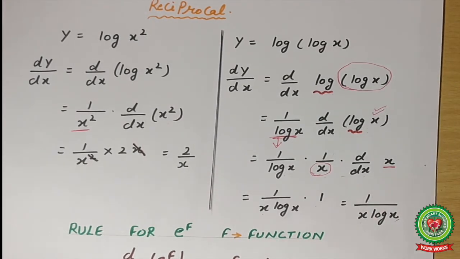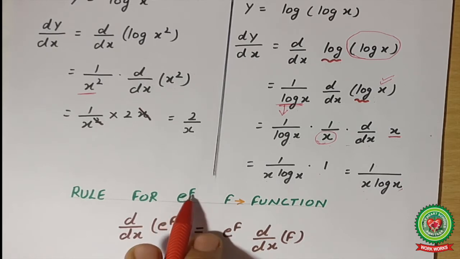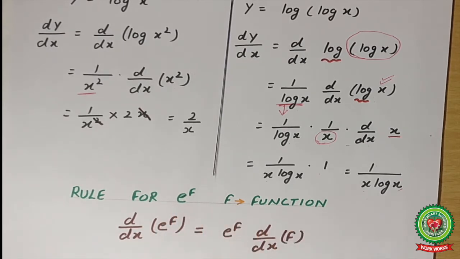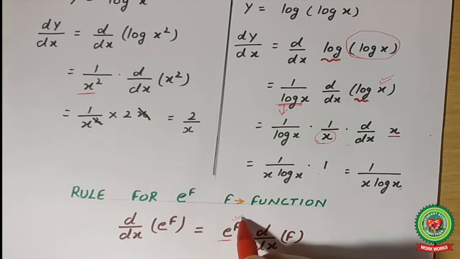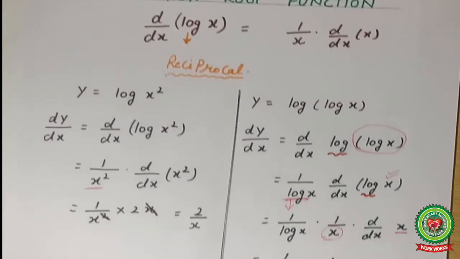Now the next rule is when e raised to power function is there. Rule for e raised to power f. Very important rule. e raised to power f, where f is any function. Maybe a trigonometric function, maybe an algebraic function, maybe a log function. Now ddx of e raised to power f means we will write e raised to power f as it is, then ddx of the function, whatever function is there, we will do the differentiation of that function. Now I am taking one or two examples for these questions.